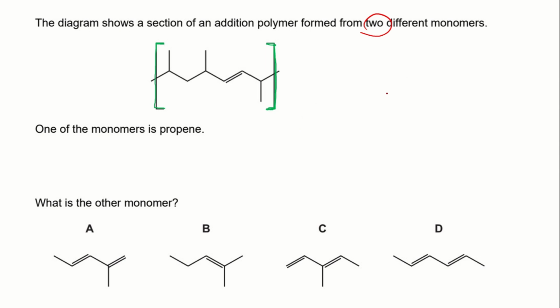So again, this addition polymer is formed from two different monomers. And fortunately, the question tells us that one of the monomers is propene. Propene has 3 carbons. Since we are given the section of the addition polymer in skeletal formula, I will convert this to skeletal formula. So this is the skeletal formula of a propene molecule.